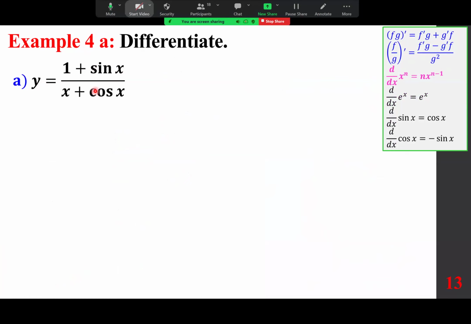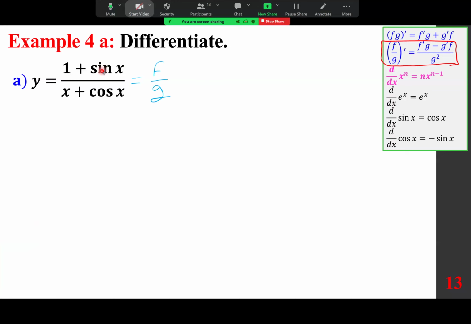Differentiate y equals 1 plus sine x over x plus cosine x, and we are going to write this as f over g, and again we are going to use the quotient rule. I would write the quotient rule from memory, okay? And I would follow that instead of writing d dx of this and d dx of that. It's a lot easier. Write the formula from your memory. You should memorize it. And then apply that.